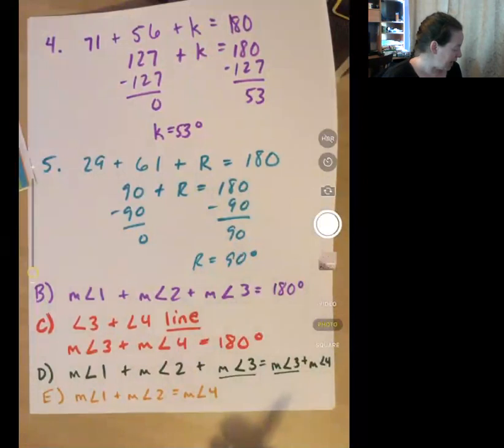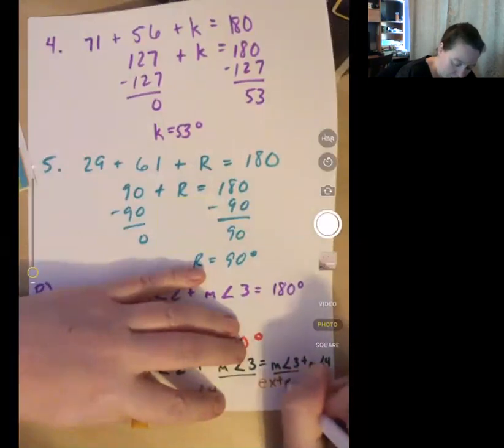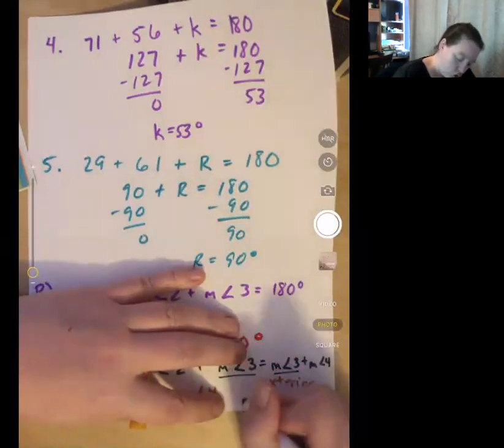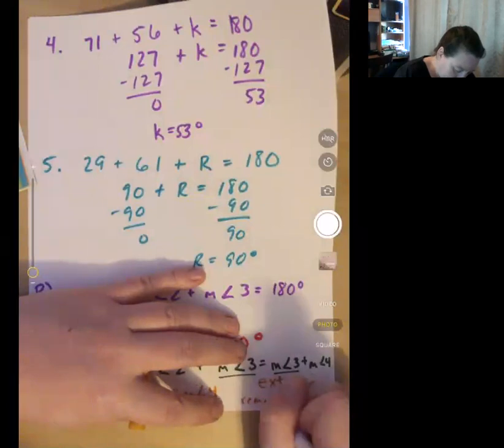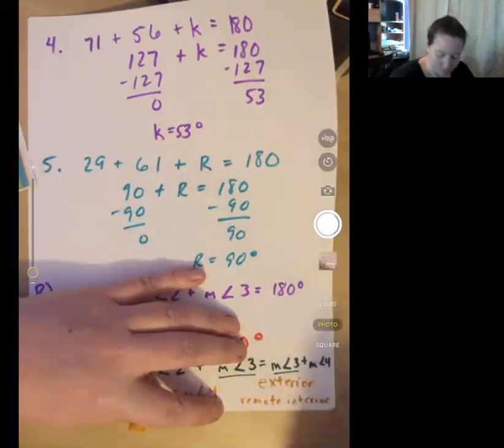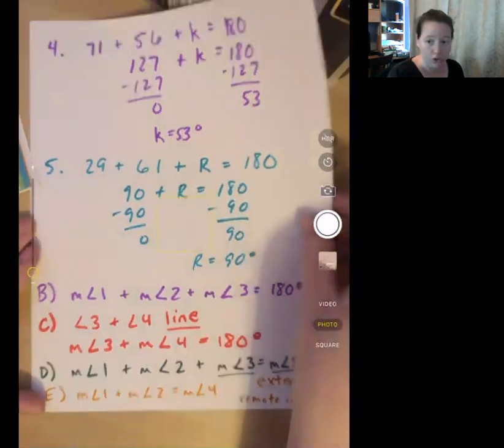The exterior angle theorem states that the measure of an exterior angle is equal to the sum of the measures of its remote interior angles. Okay. Stop that if you need to. I need to move on to a new page.